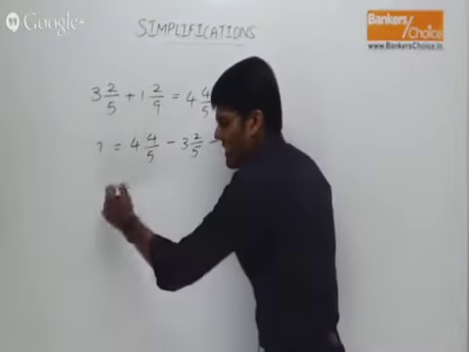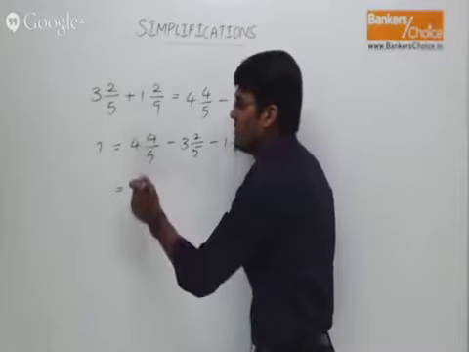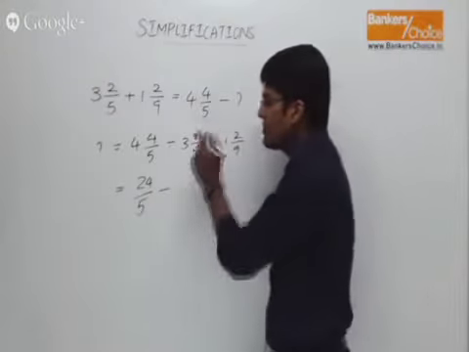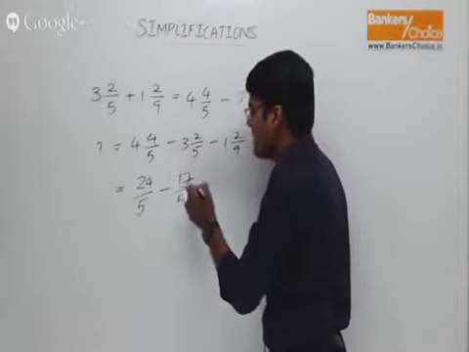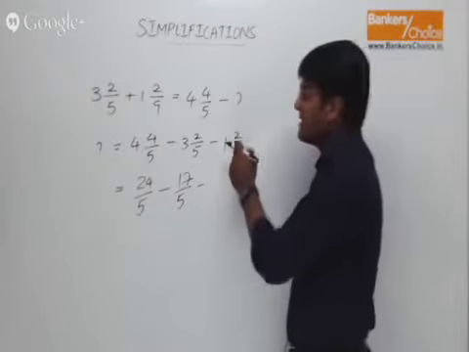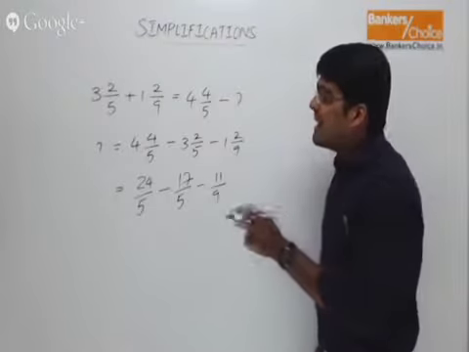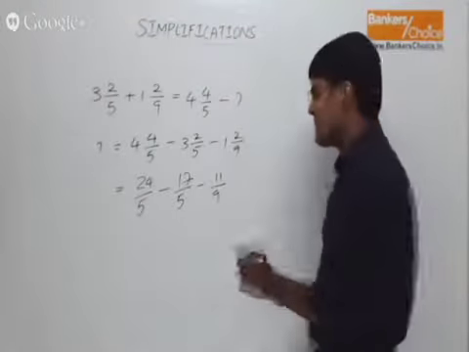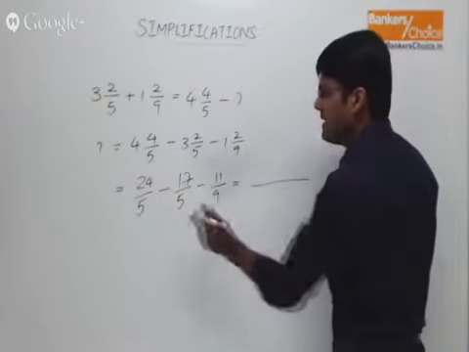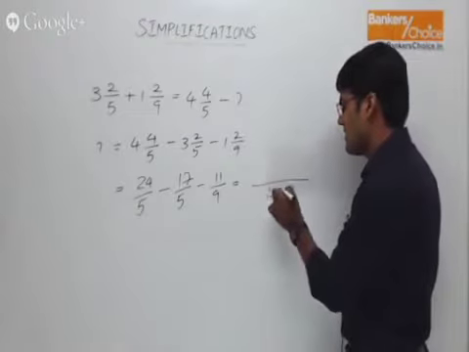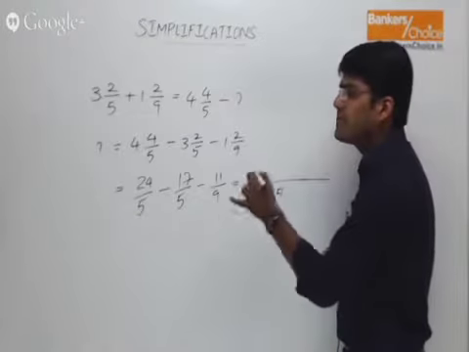Now, going by the traditional method, 4 into 5, 20, 20 plus 4, 24. 24 by 5 minus 3 into 5, 15 plus 2, 17 by 5 minus 1 into 9, 9 plus 2, 11, 11 by 9. And then what do we do? We take the LCM of the denominators and try to simplify it. So take the LCM. What will be the LCM? What's the least common multiple of 5 and 9? 45. So take 45 in the denominator. And then we'll try to simplify the numerators.